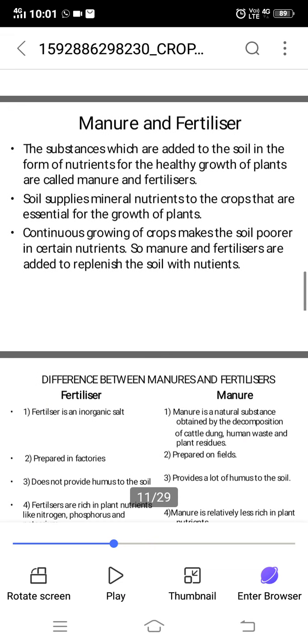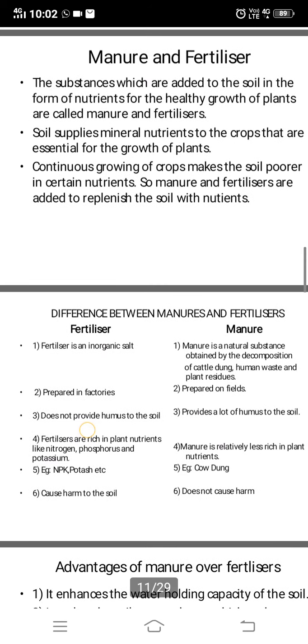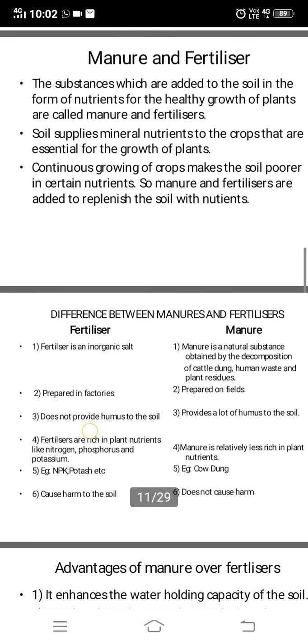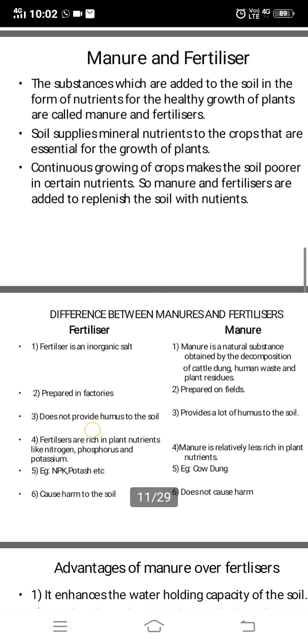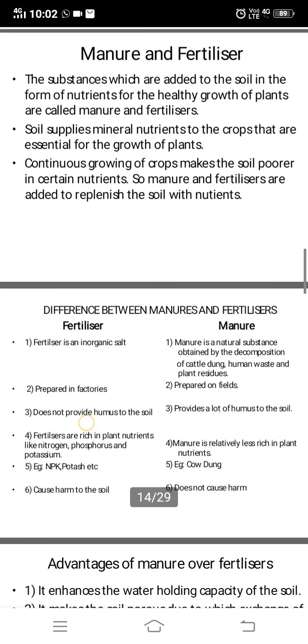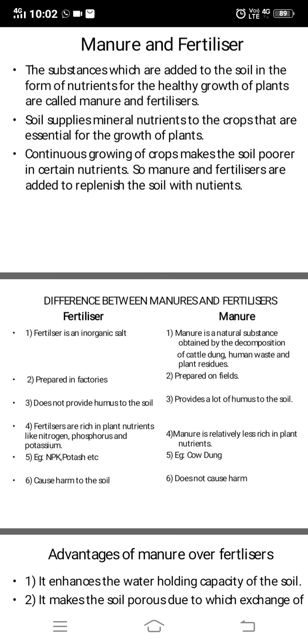So what is manure? Manure is an organic substance. Like you might get vegetable waste, then you put it in your compost pit. You can make a compost pit in your backyard, put vegetable waste in that, and after a few days it will become manure. Whereas fertilizer is prepared in factories. Fertilizers are not good, in the sense that they show the effect quickly, but in the long run they may cause some harm to the plants. So in that case, fertilizer is harmful. So we can see the difference between manure and fertilizer.